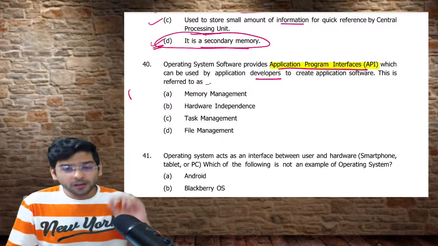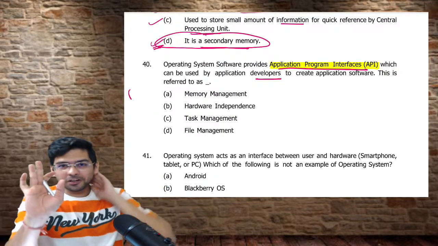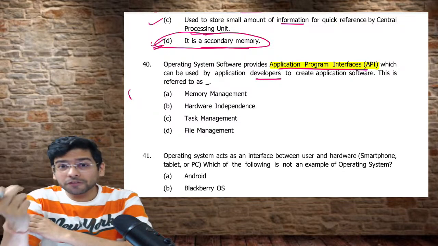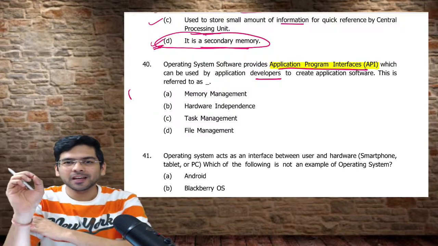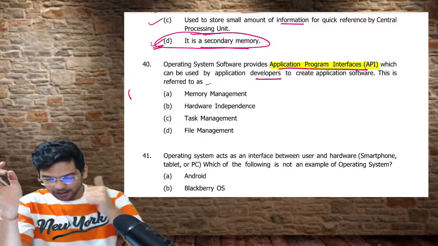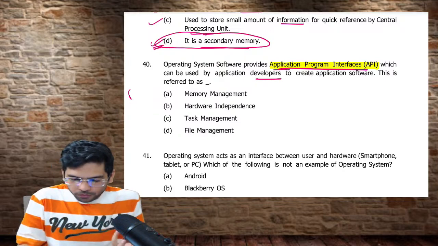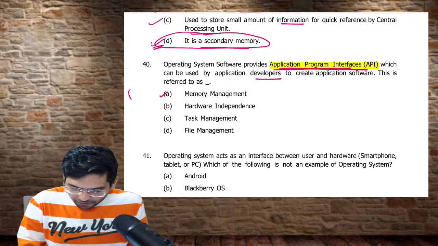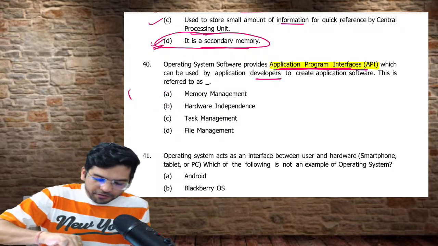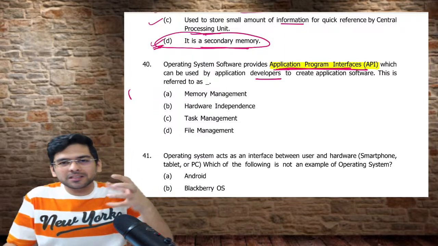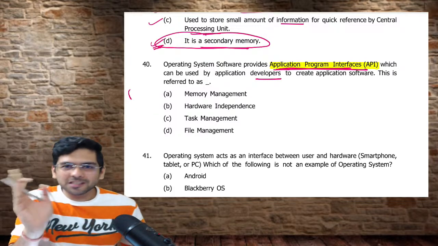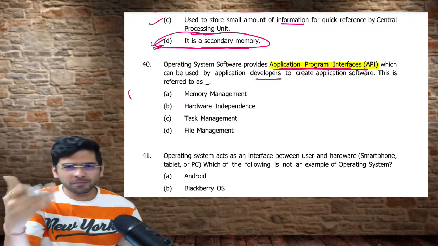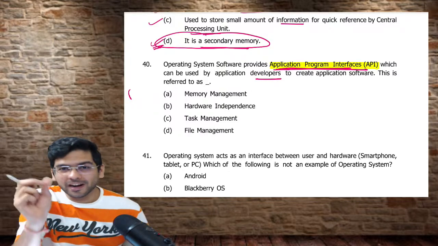Now this question is one of the favorite questions. I'm talking about the subjective questions, functions or activities of OS. This is one of the favorite questions of ICI. There are 8 points. Now we have to understand which activity provides API. So we have memory management, hardware independence, task management, and file management. Memory management is responsible for managing the memory, for creating the virtual memory in case the RAM is getting full.